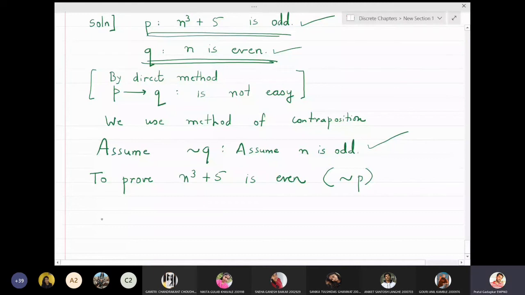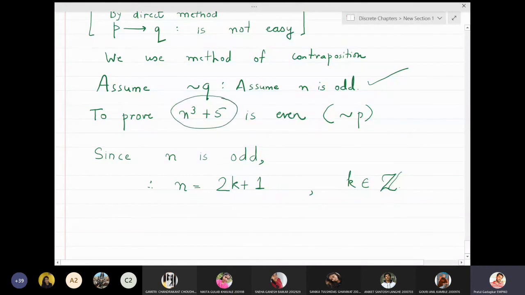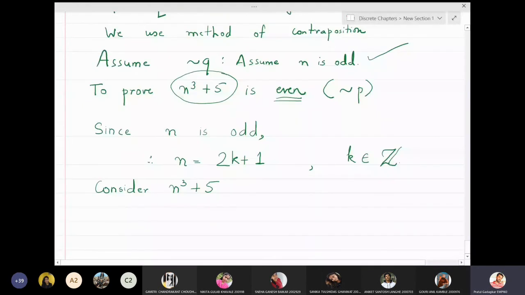Since n is odd, how can I write an odd integer? I can write it in the form of 2k plus 1, where k is an integer. And now we will try to calculate n cube plus 5 and show that n cube plus 5 is even, right? So consider n cube plus 5. Remember, we want to show that n cube plus 5 is even, which means we want to show that it is 2 times something. So what is n cube plus 5 equal to?